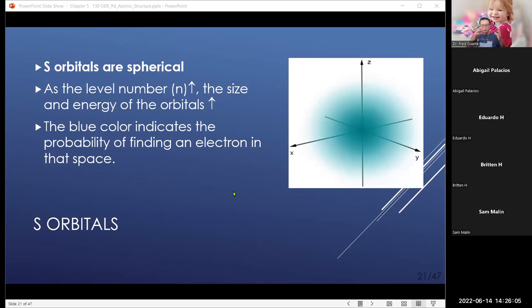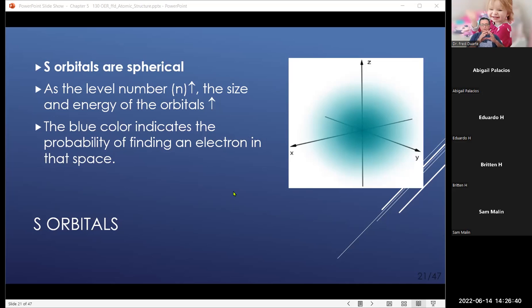So the S orbits are round in shape, spherical, okay? And that image that you see represents the probability of an electron being anywhere where you see that color. Obviously, the darker the color, the more probability of the electron being in that area, okay? Now, there's only one orbit. And keep in mind, the only difference between a 1s, 2s, 3s, 4s is just the size, okay? So what does that tell you? Think about this. First period, number 1s.